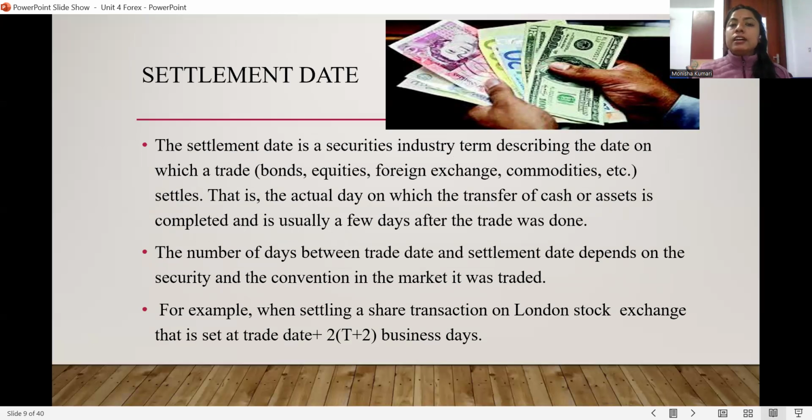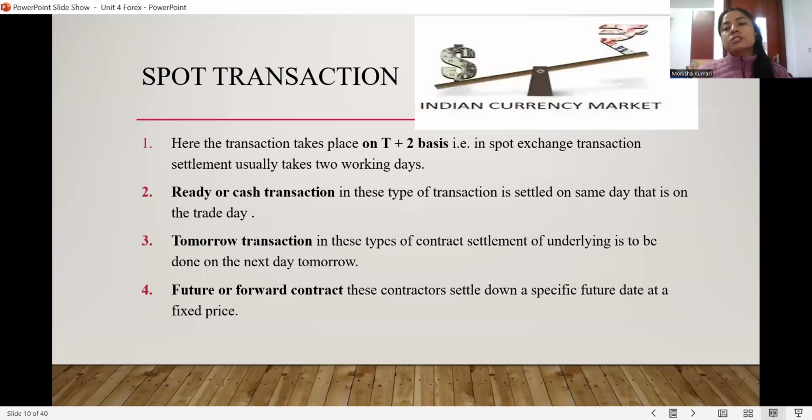Generally the settlement date is T plus 2. That is transaction plus 2 working days, 2 business working days, we can say. So the settlement date is a securities industry term describing the date on which the various securities, in terms of shares, debentures, bonds, are transferred either in the form of cash or in the form of assets, something like this. So the number of days between the trade date and the settlement date, according to the investment purpose, is basically the settlement days, which goes with T plus 2 days, that is transaction plus 2 days.